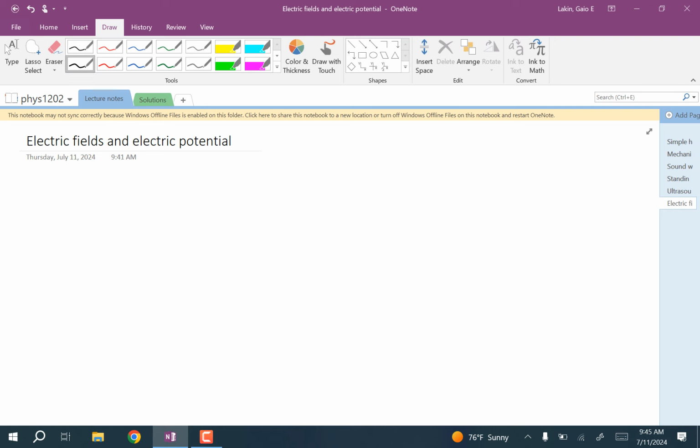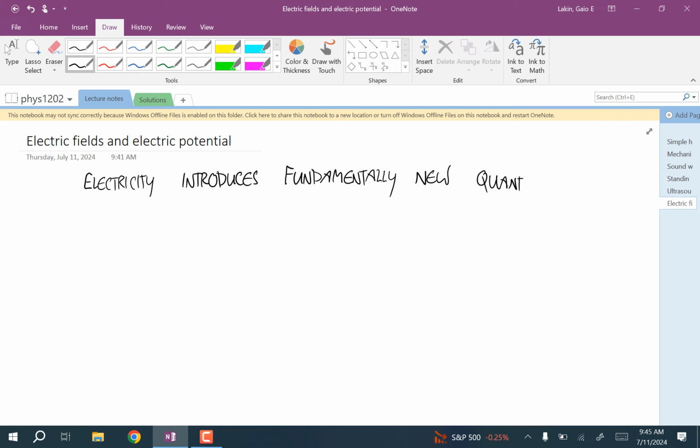But now with electricity, we're going to introduce a new quantity that we haven't seen before, and you can't make it out of time and distance and mass. Electricity introduces a fundamentally new quantity, and that quantity is charge.